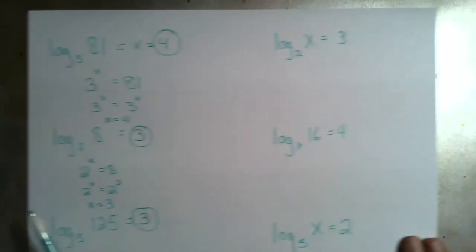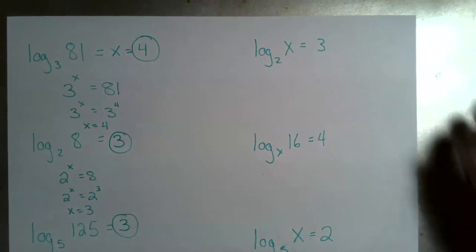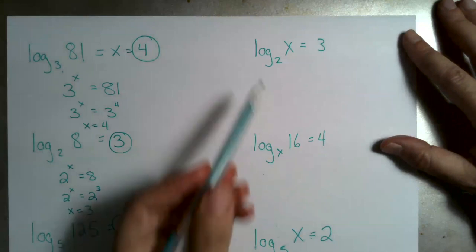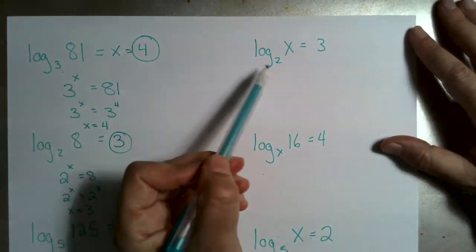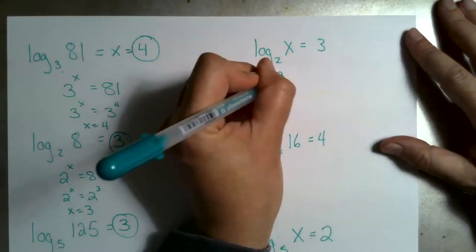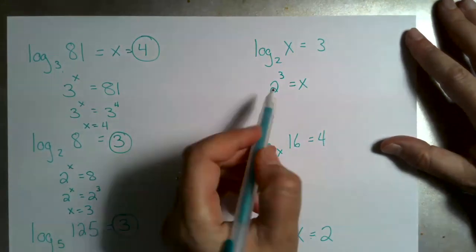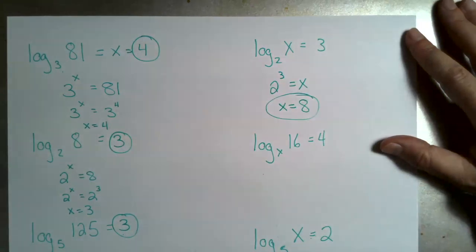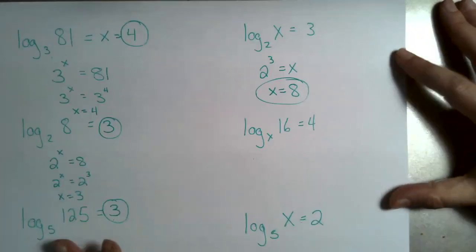Now let's take a look over here where our x is in some weirder places. Log base 2 of x equals 3. Well, again, let's switch that to exponential. 2 to the 3 equals x. And 2 to the 3 is 8. So x equals 8.